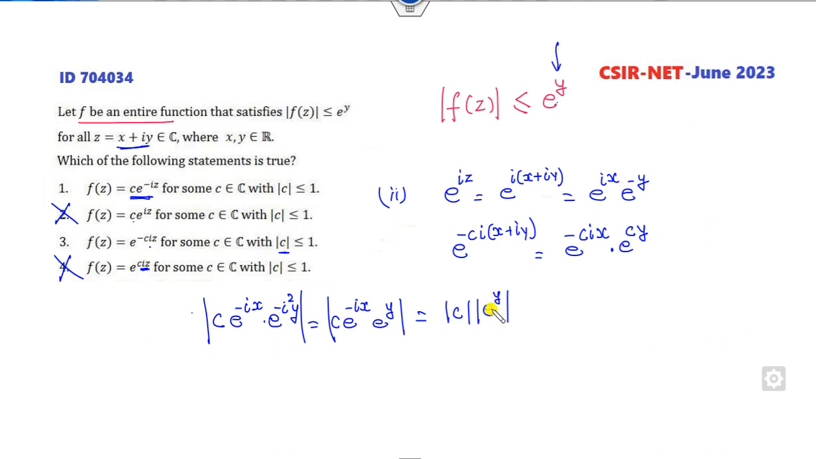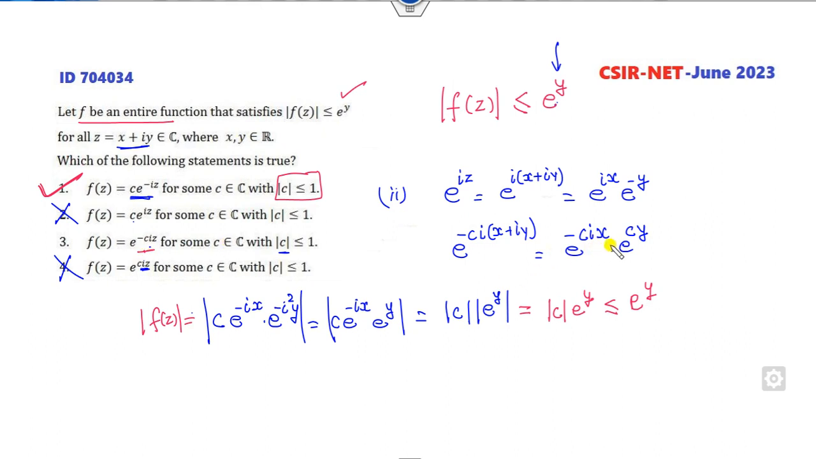Since this is a real number, what is the mod of the real number? It is always positive. So this e^{iy}, this is my f of z, and it is given that mod of c is less than or equal to 1. So this is less than e raised to power y. It satisfies this property. This is the right answer.